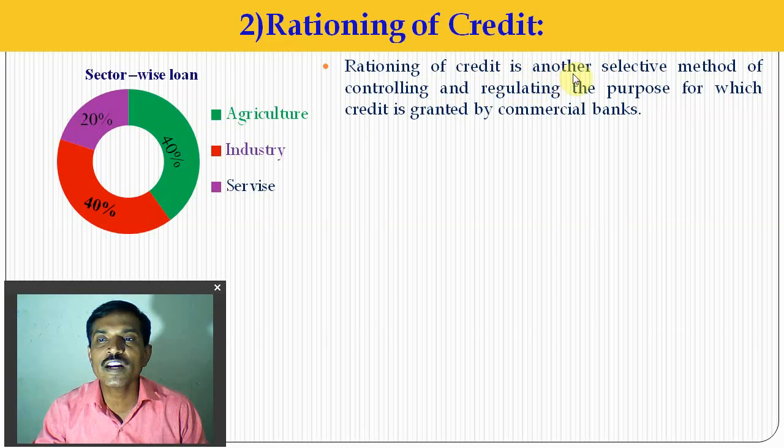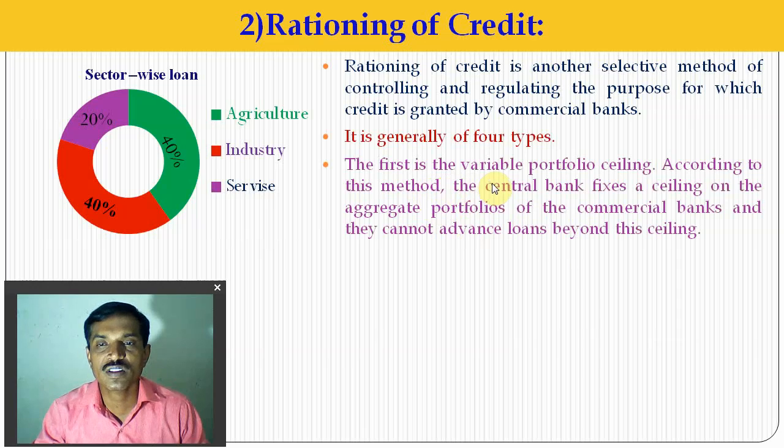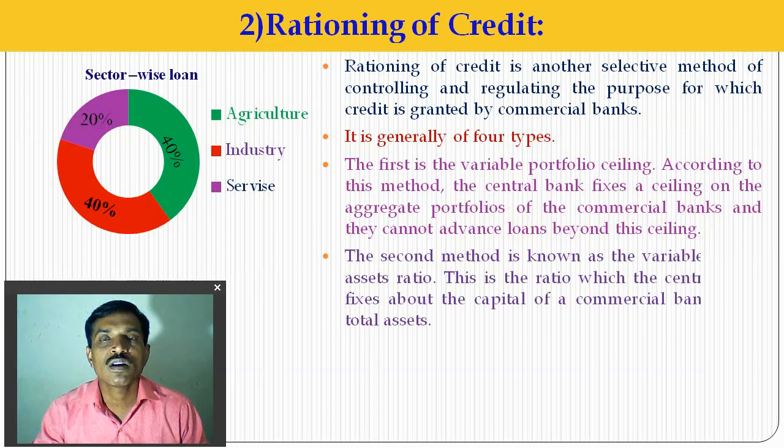So rationing of credit, another selective method, serves the purpose of controlling and regulating credit. It is generally of four types. The first is the variable portfolio ceiling. According to this method, the central bank fixes a ceiling on the aggregate portfolios of commercial banks. They cannot advance loans beyond this ceiling. The ceiling rate is fixed for every sector.